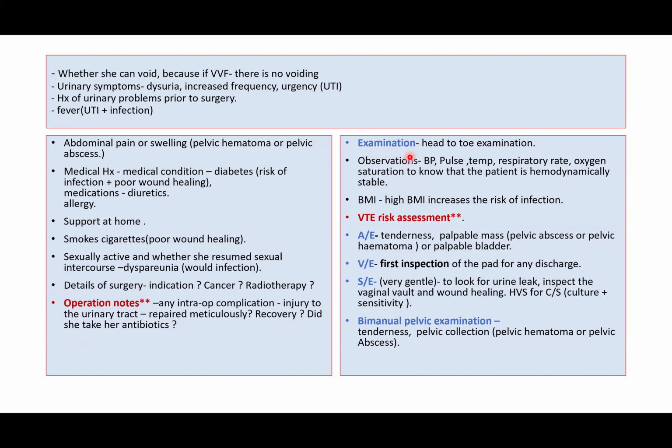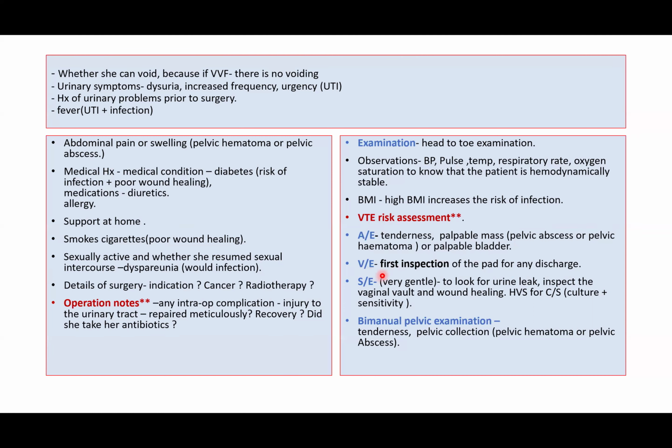Now, regarding examination, it's going to be a head-to-toe examination. I would like to know about her observations. If they are not given, then you have to mention everything: blood pressure, pulse, temperature, respiratory rate, oxygen saturation, to know that the patient is hemodynamically stable. Then what about her BMI? High BMI increases the risk of infection. I would also like to know about her VTE risk assessment. Then abdominal examination to check for tenderness, and if there is any palpable mass or palpable bladder.